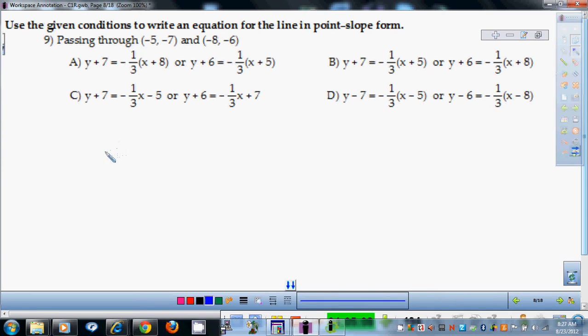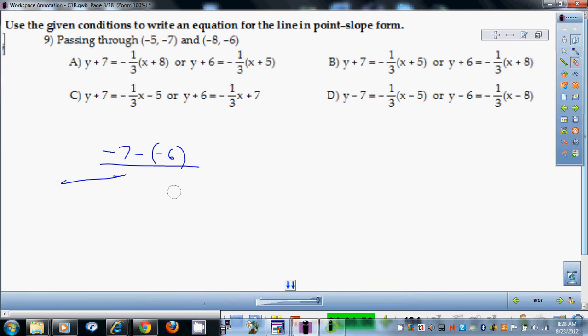y2 minus y1 over x2 minus x1. Dang it, went that order. It's really making me mad. As long as you go in the same order both times, it doesn't really matter.